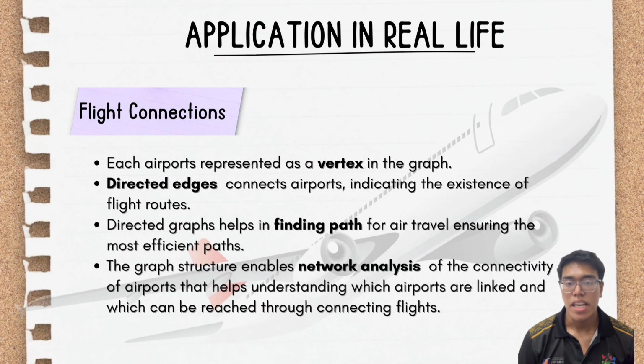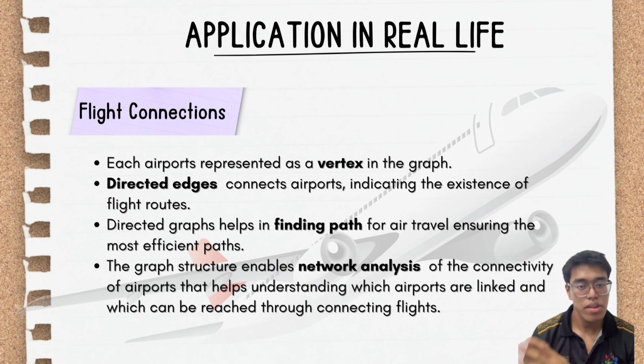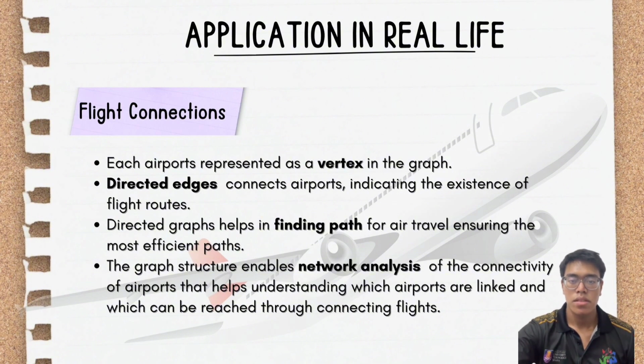An example of application in real life of this topic is flight connections. Each airport is represented as a vertex in the graph. Directed edges connect airports, indicating the existence of flight routes. Directed graphs also help in finding paths for air travel, ensuring the most efficient path. The graph structure also enables network analysis of airport connectivity, which helps in understanding which airports are linked and which can be reached through connecting flights.